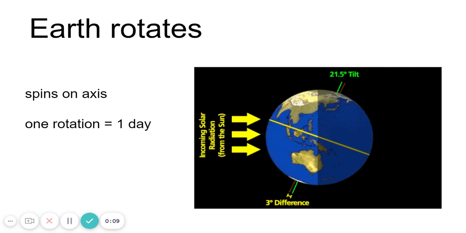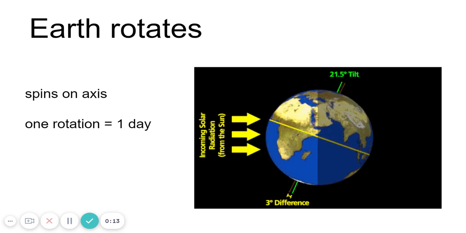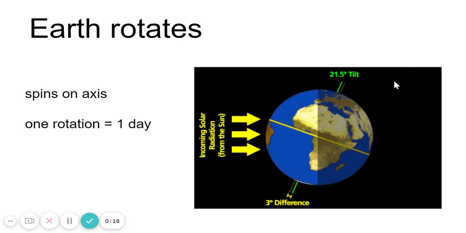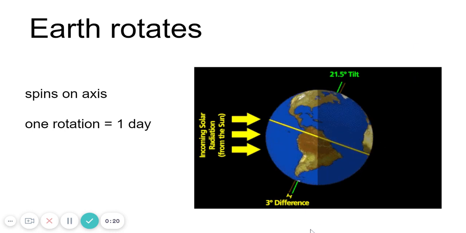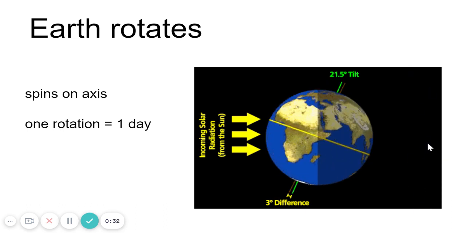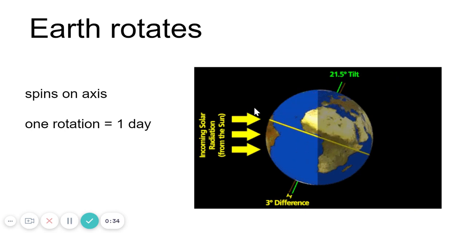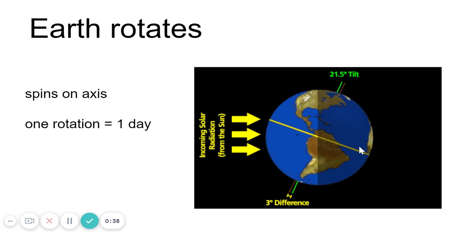One way that Earth moves in space is Earth rotates. This is when it spins on its axis. This invisible line through the center from the North Pole to the South Pole is called the axis, and Earth turns counterclockwise, and so half of it is always getting sunlight and half of it is always in darkness. The part that is in the sunlight would be daytime, and the part that's in darkness would be nighttime. And so one rotation is one full turn, and that takes 1 day.